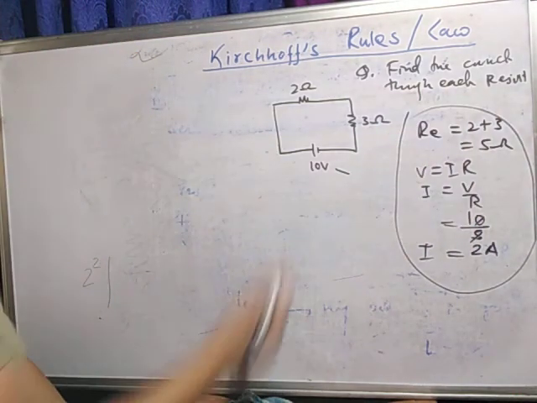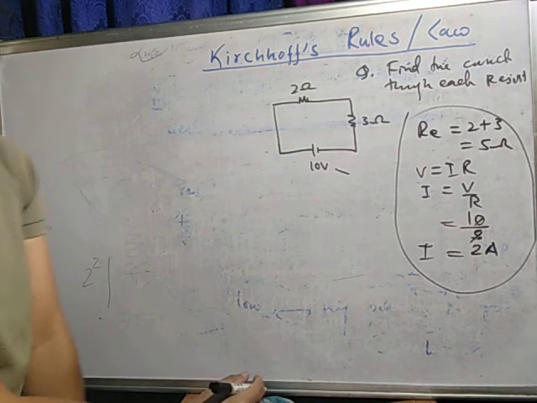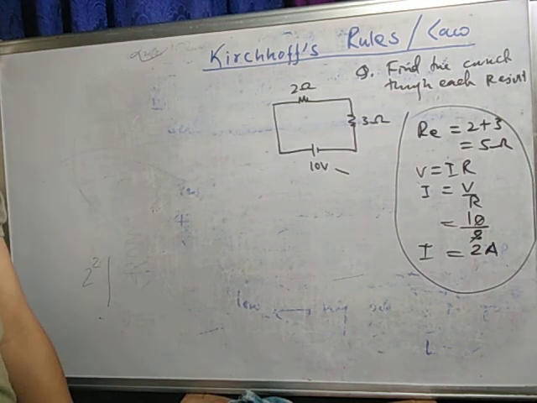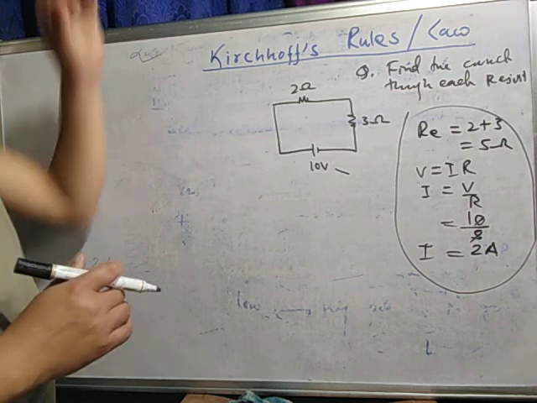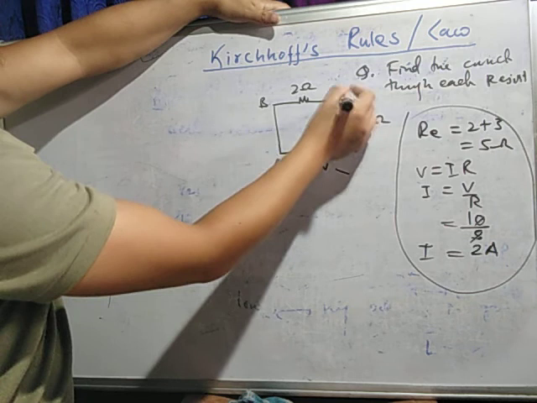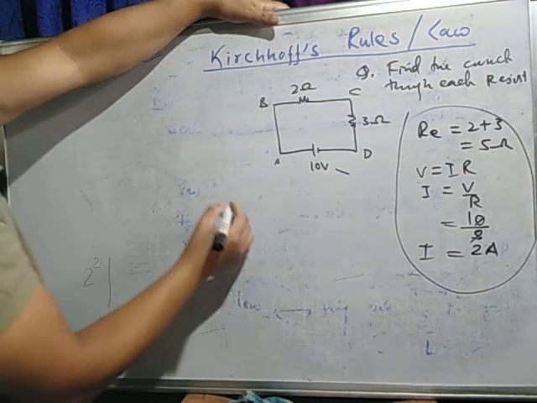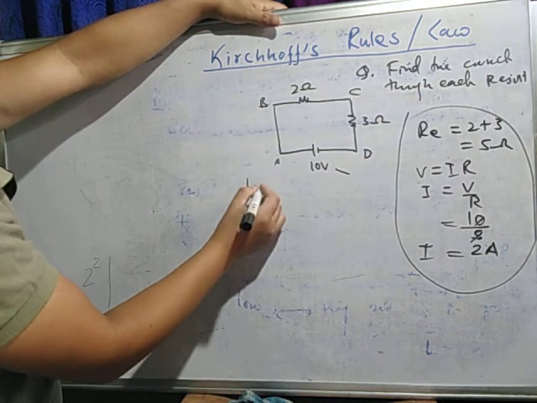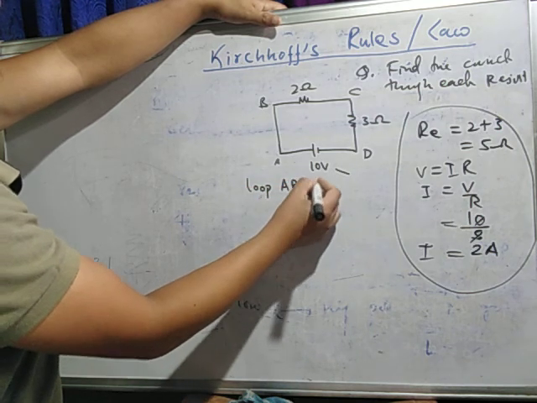But this can be solved by Kirchhoff's law also. Okay, what is that? You have to take a loop, isn't it? So A B C D. Clear? This is a loop. So write down the loop is your A B C D.